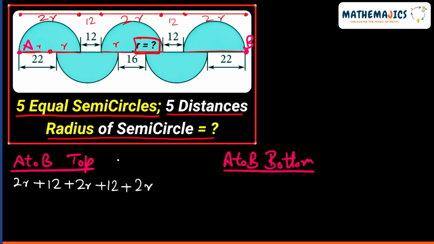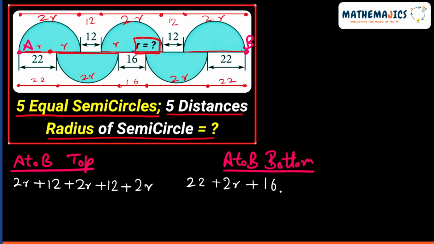Now, similarly, we will be measuring the distance of A to B from bottom. From point A to this point, the distance is 22. From this point to this point, this is equal to the diameter of this bottom semicircle, that will be 2R. From this point to this point, the distance is 16. From this point to this point, the distance is equal to the diameter of the semicircle. From this point to the last point B, the distance is 22. Now let's write it down: 22 plus 2R plus 16 plus 2R plus 22.